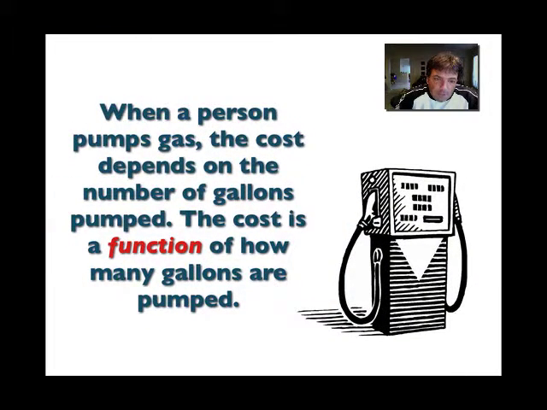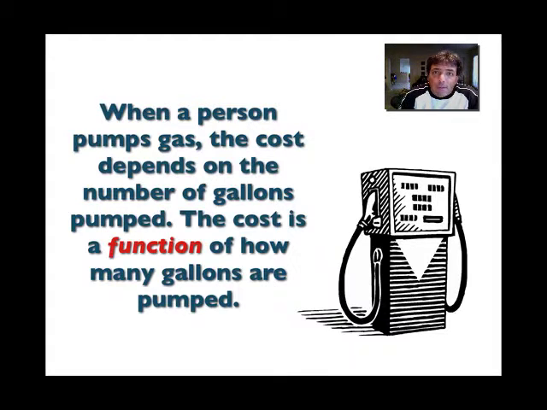Now, we're talking about functions. Let's pretend you're pumping gas in a car. The cost of the gas depends upon the number of gallons that are pumped, obviously. So the more I pump, the more you pay. That makes the cost a function of how many gallons are pumped.